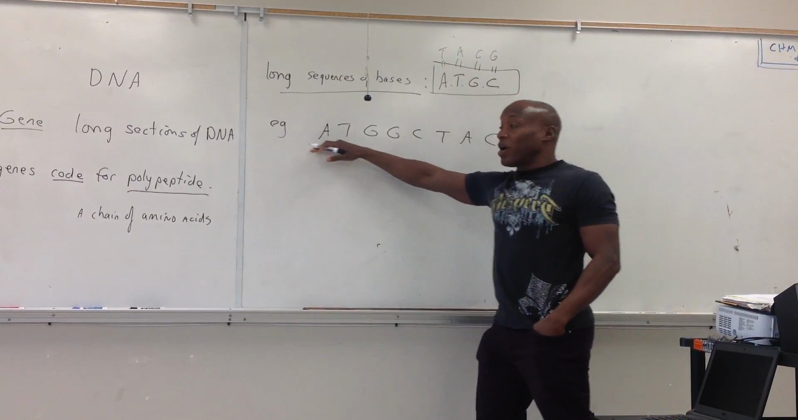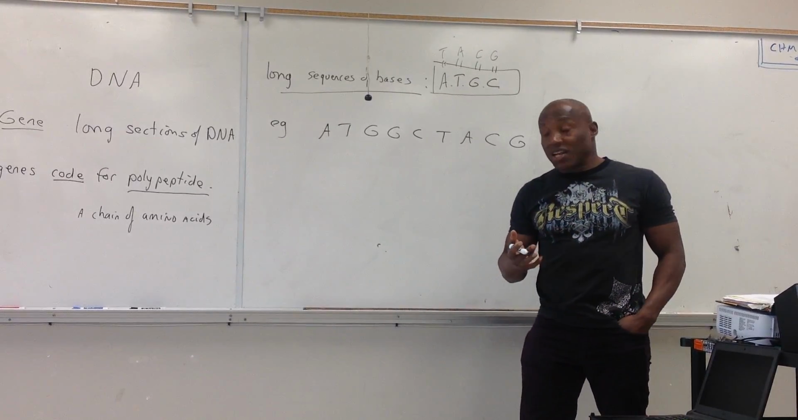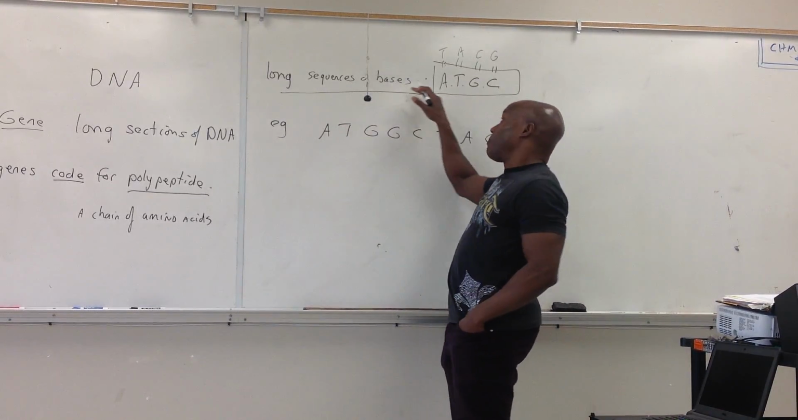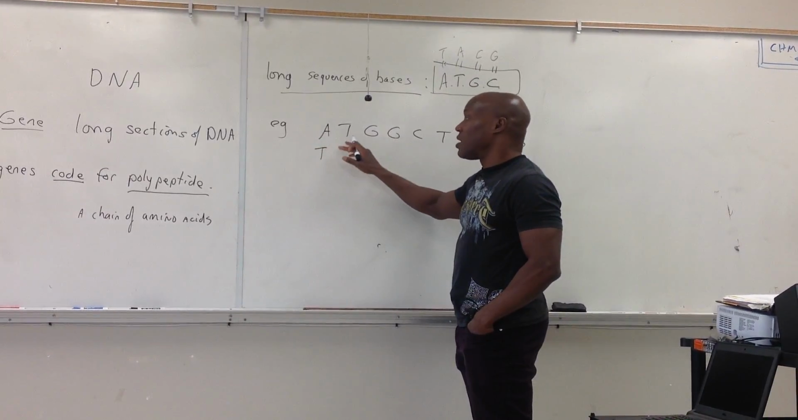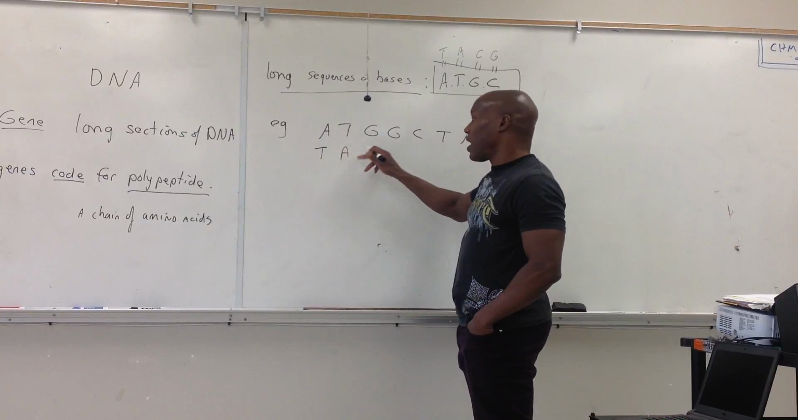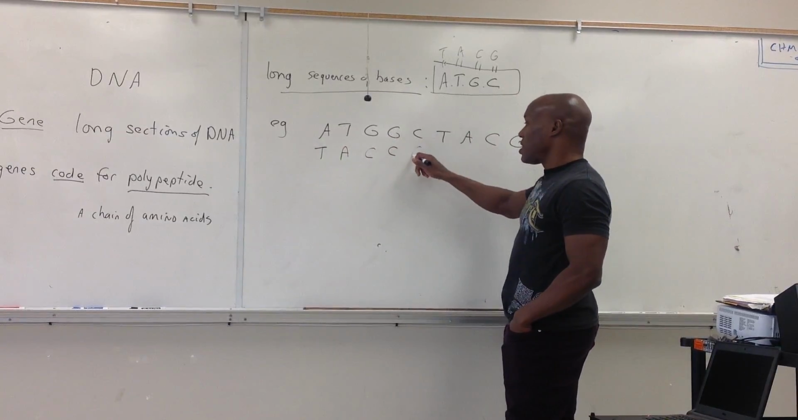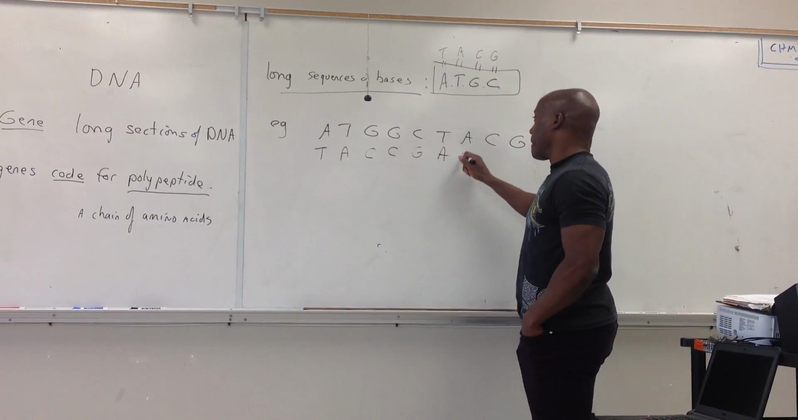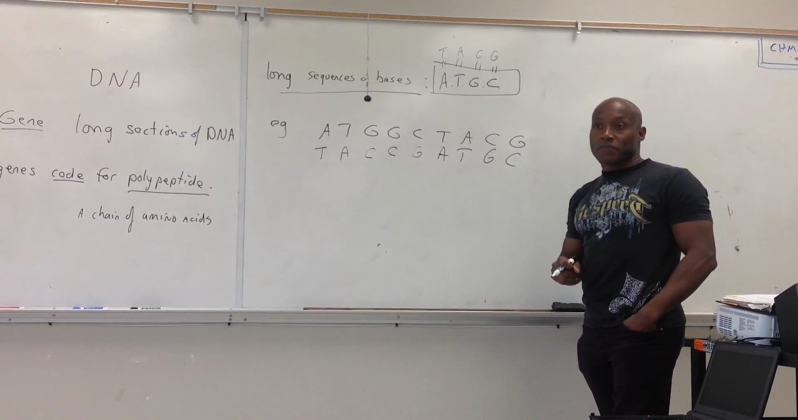So if this is our 1 strand of DNA, right across from it is another strand of DNA, and it has complementary base pairing. So across from the A will be a T. Across from the T will be an A. Across from the G will be a C. Across from the C will be a G. And so on.